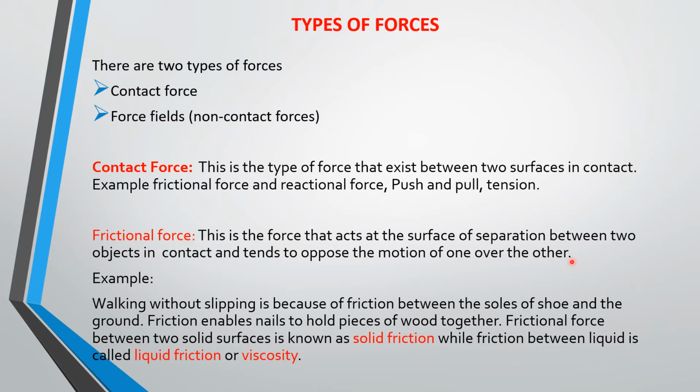You know that when you apply your initial pull or push to the block of wood, it will not move, because there is an equal and opposite force opposing your pull or push. Until that force is overcome, the block of wood will not move. So frictional force is that force. Frictional force is that force that tends to oppose the motion of one body over the other.